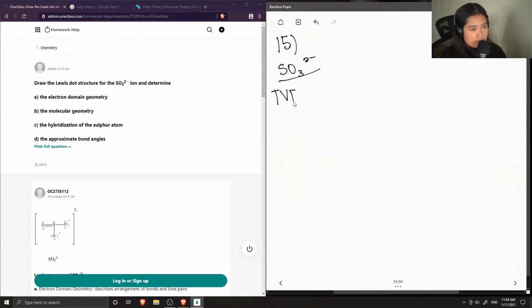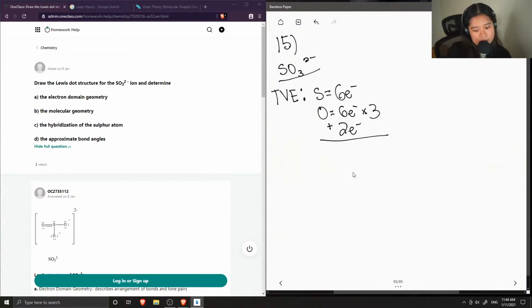Let's find the total number of valence electrons. For sulfur, there's 6. Oxygen also has 6 valence electrons, and there are 3 of them, so we multiply by 3. And since there's a 2 negative charge on the ion, we're going to add an additional 2 electrons to our total count. So this gives us 26 valence electrons in total.